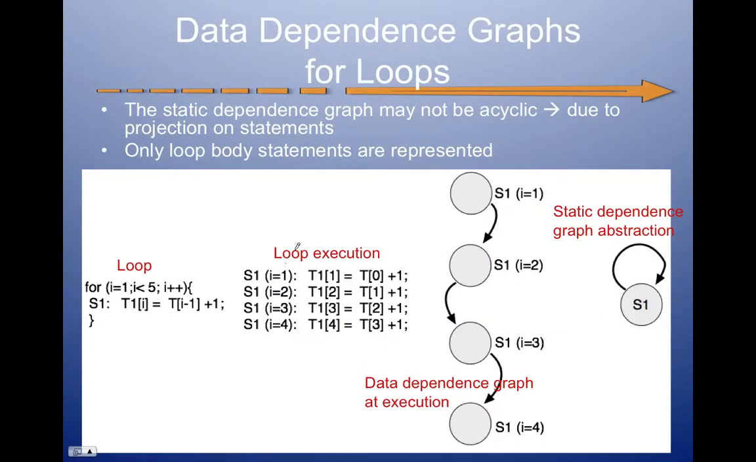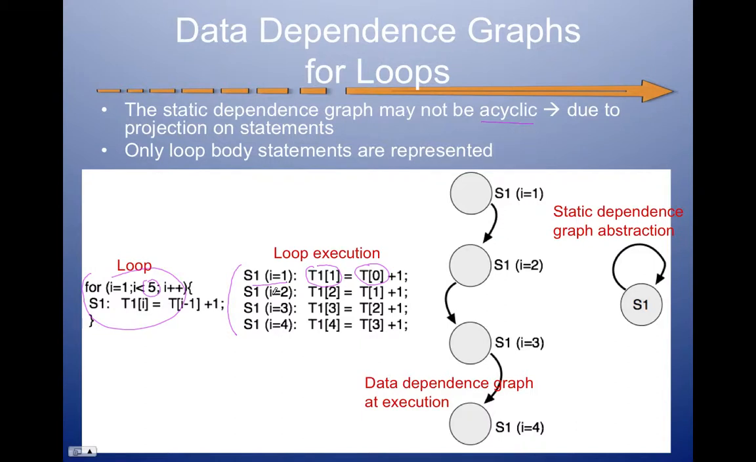In the case of loops, it's a bit different. In that case, the graph may not be acyclic. Let's look at an example. Take this loop. If I execute this loop, I only have 5 iterations, so I can unroll all the execution. I have S1 executed for I equal 1, and that will access T1 of 1 and T of 0.